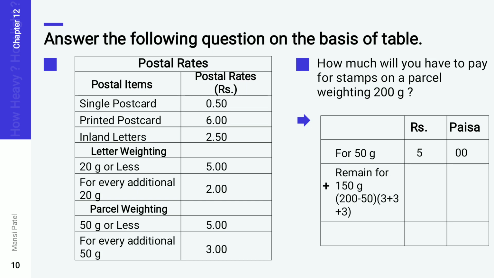If we add 50 gram 3 times, then we get 150. Yes. So you have to add rupees 3, how many times? 3 times. 3 plus 3 is 6, and 6 plus 3 is 9. 9 rupees and 00 paisa. What is the total cost, the total price for the parcel whose weight is 200 gram? So we can say that the total price for the parcel whose weight is 200 gram is 14 rupees.